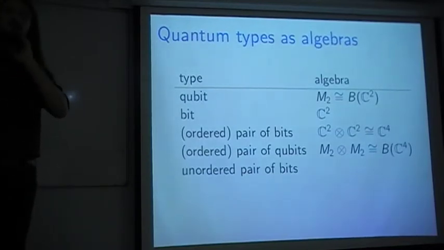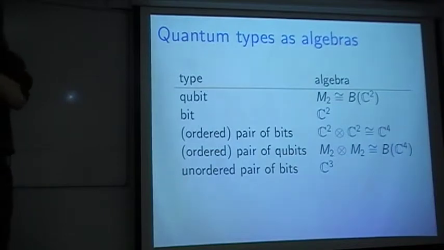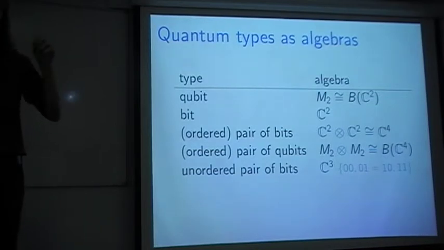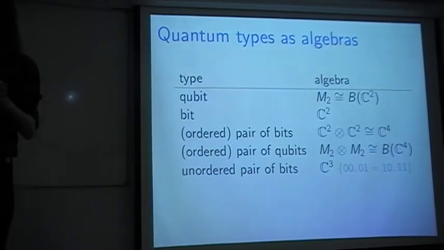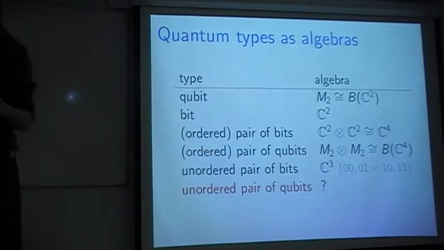Okay, what's an unordered pair of bits? Well, that's C^3. Why? It's 0,0, 1,1, or 1,0, which is identified with 0,1. But what about an unordered pair of qubits? Well, that's what I'm going to answer.